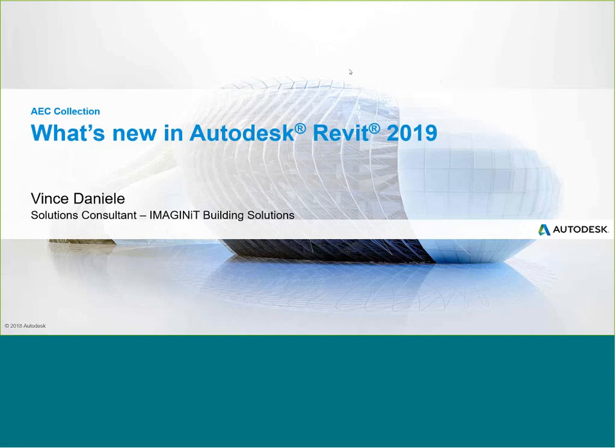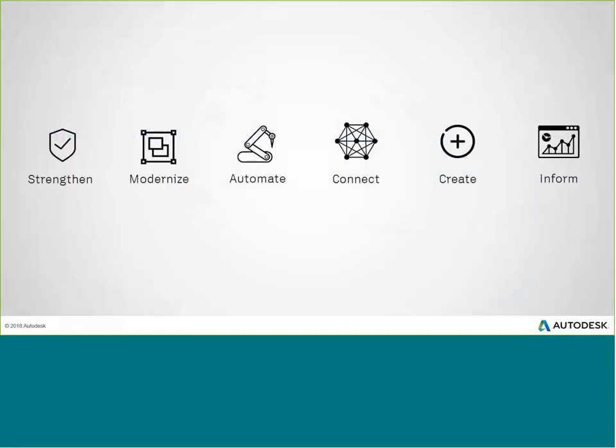So I might be jumping a little bit back and forth between the presentation and Revit to demonstrate some of these new features, but I'm going to go through things in a specific order here. So this year in the presentation, we're categorizing the different additions and upgrades to Revit into these 6 different categories.